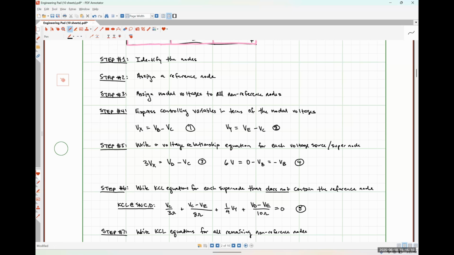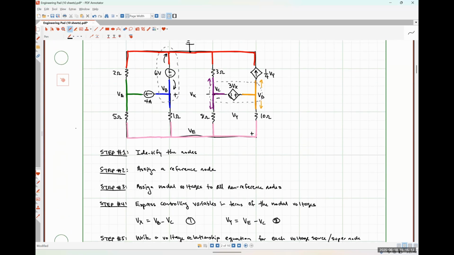So we really just need to come up with 2 other equations. Before we do that, does anybody have any questions about the concept of a supernode or how to write a voltage relationship equation or anything like that? All right.